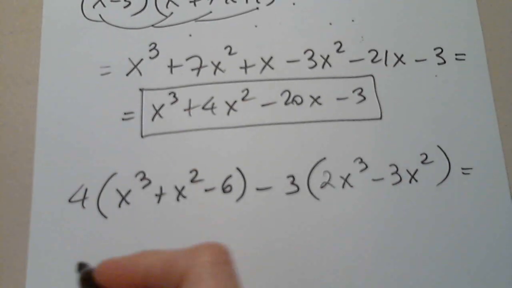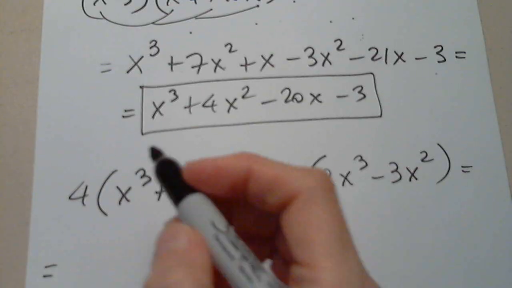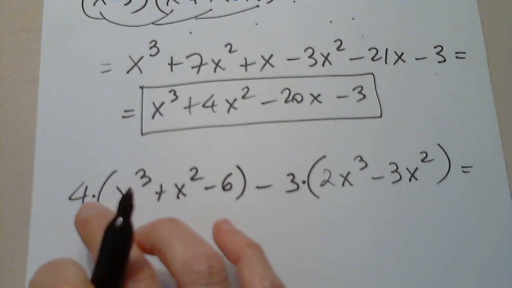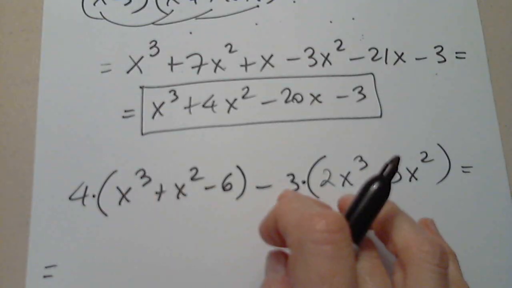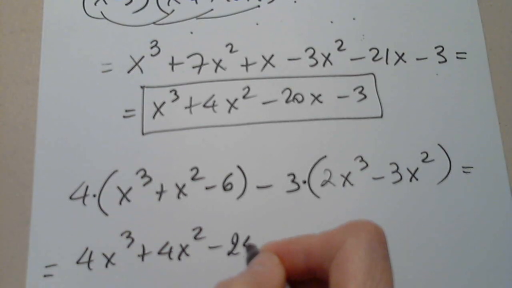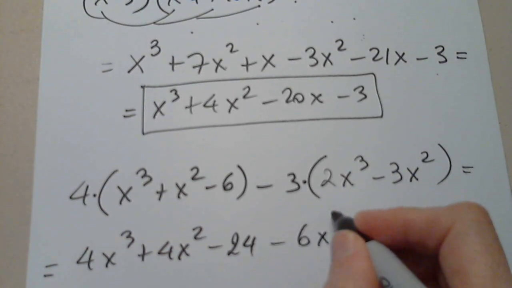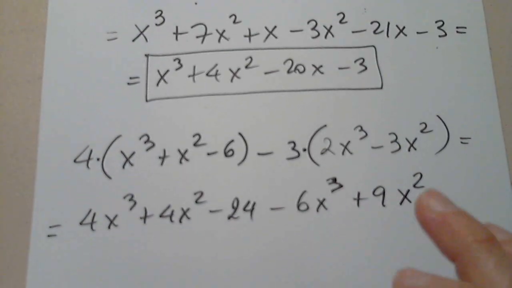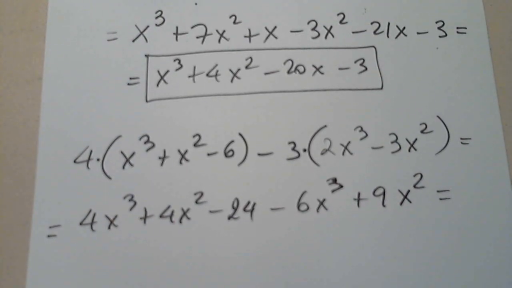Okay, so we need to distribute first. Don't try anything. You have to use the order of operations, which means we distribute 4 first. So 4 to these three terms: 4x cubed plus 4x squared minus 24, minus 6x cubed plus 9x squared. Did we all get this step?